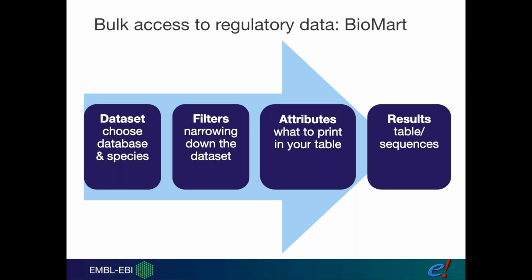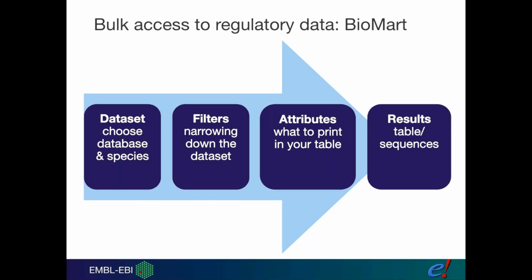You then filter your data, so you're choosing basically how many rows your table has. If you've got a row for each promoter, you're choosing which promoters are actually going to have rows in the table. You get your attributes, which are your columns in the table, what data you actually want to know about all of those regulatory features you find, and you can get it as results.